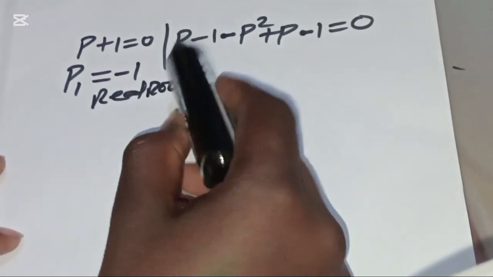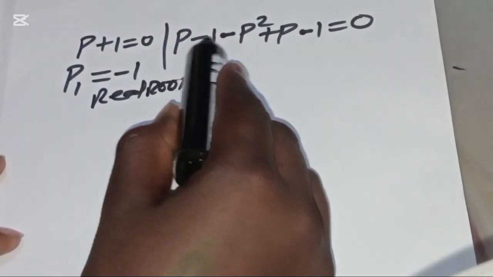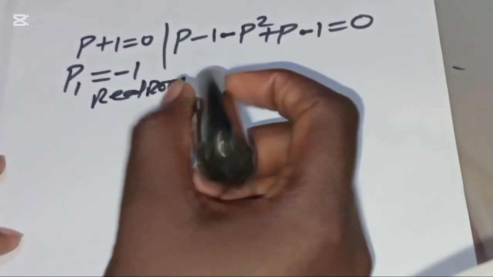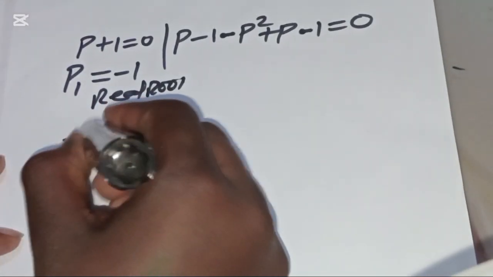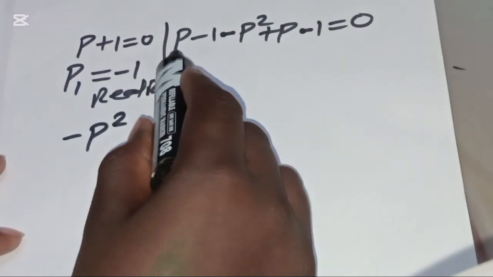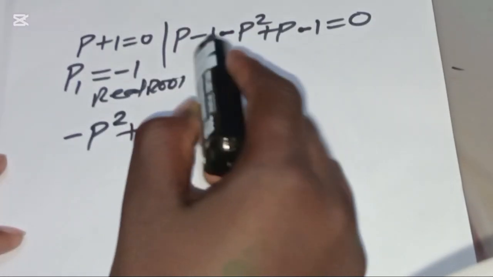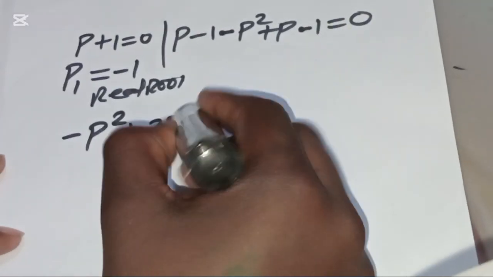So let's calculate the other possible values of p. So we have p subtract 1 minus p squared. So we have -p squared. Okay, we have p plus p, so plus 2p. And then we have -1 subtract -1. This is -2, which is equal to 0.